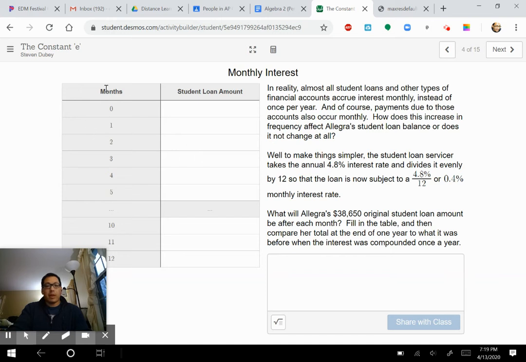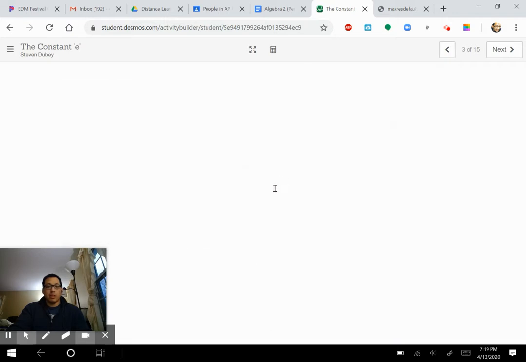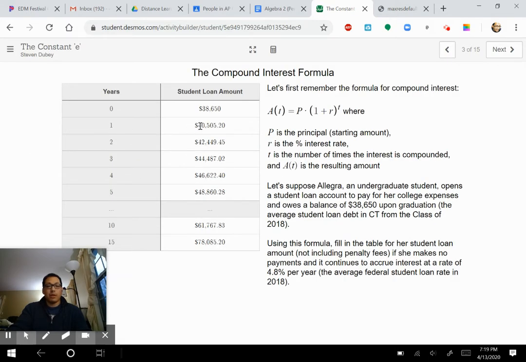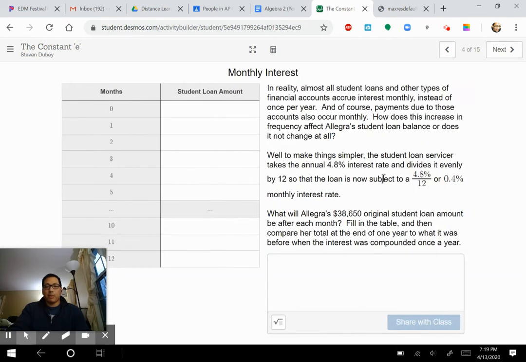So here now we're looking at months from 0 to 12. And you don't have to fill in all of these. Maybe I'll skip around a few. But how much will it be at the end of the year now? Is it going to be the same amount as before? Let's see, after 1 year, she owed 40,505. Is it going to be the same amount? I mean, we're just taking the same interest rate and dividing it by 12. But we're doing that each month.